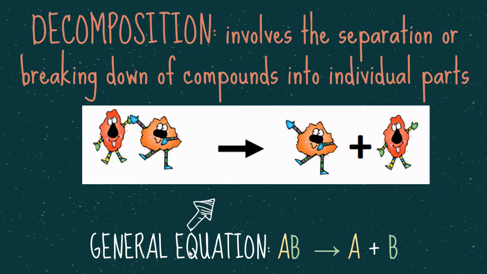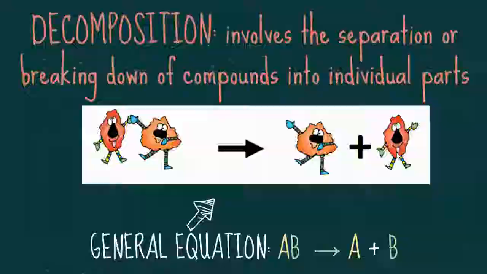Our next example is going to be decomposition, and this is just the opposite of synthesis. So this involves the separation or breaking down of compounds into individual parts. Our general equation is going to be just the opposite: AB yields A plus B. An example could be taking water, in this case, H2O, and separating it into hydrogen gas and oxygen gas. It is quite simple, and if you have a 9-volt battery and some push pins, you might be able to try it at home. If not, we're just going to watch the video together and see what they do here.